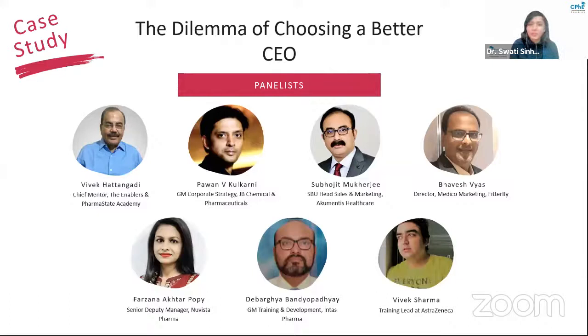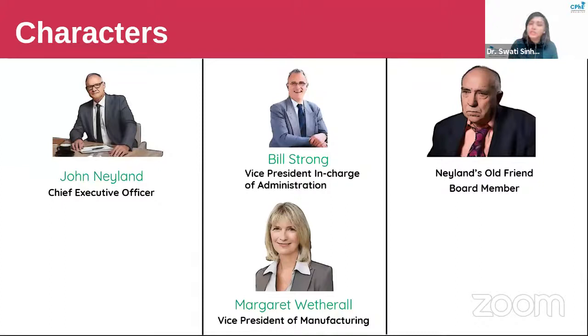For the benefit of the audience and everyone here, I'll very quickly introduce the case study for you. Please focus here because all the deliberations from now on will be based on this particular case study. The characters in this case study are: the first person is John Neeland. He is the chief executive officer and he is the outgoing CEO. He wants to leave. So he is the person who is in the dilemma.